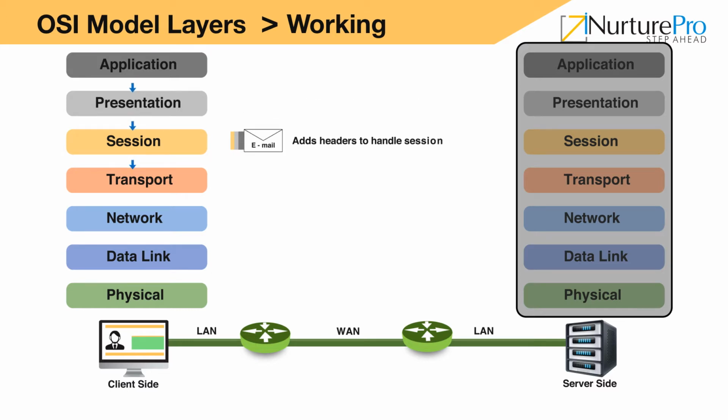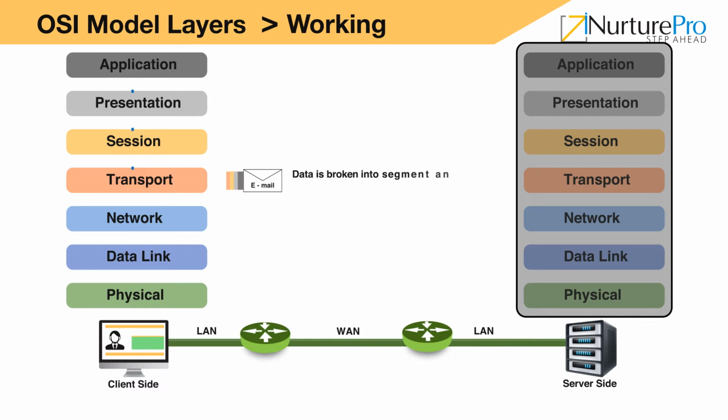Session layer. In this layer, a header will be added to the email to handle the sessions. This layer is responsible for facilitating the starting, handling, and ending of connections between nodes. Transport layer. In this example, the transport layer uses the TCP protocol. Here, the email is broken into segments that are reassembled by the transport layer at the receiver's side. Each of the broken segments is sent to the network layer later on, and also at this layer, the source and destination port will be specified.